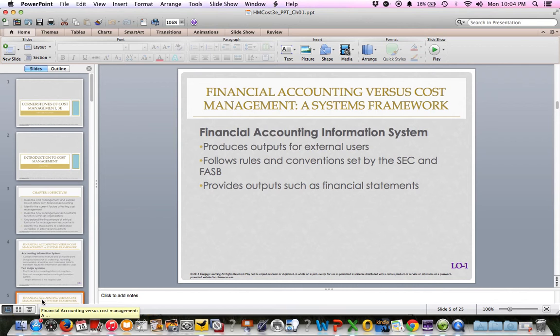So financial accounting has external users, and we follow certain rules. It says rules and conventions set by the SEC, which is the Securities and Exchange Commission, and the FASB, which is the Financial Accounting Standards Board. And that basically produces what we call GAAP results, GAAP accounting. GAAP stands for Generally Accepted Accounting Principles, basically the rules that have to be followed when financial statements are prepared, so that they're prepared consistently. No matter what company you're looking at, you know that the accounting rules that went into producing the financial statements are consistently used.